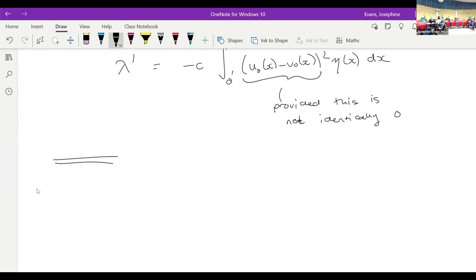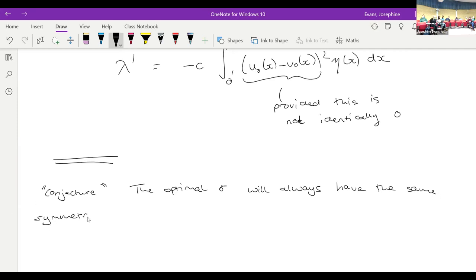Okay, so we have a kind of, I don't know, conjecture is maybe strong, a sub-conjecture, that the optimal sigma will always have the same symmetries as the equation with constant sigma. So I really want to know whether this is true. So if anyone has any ideas for how to work it out.